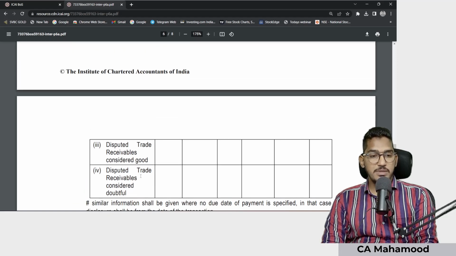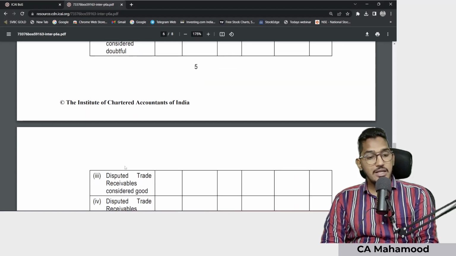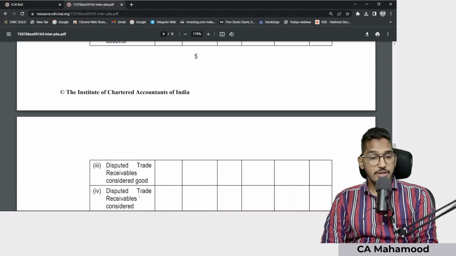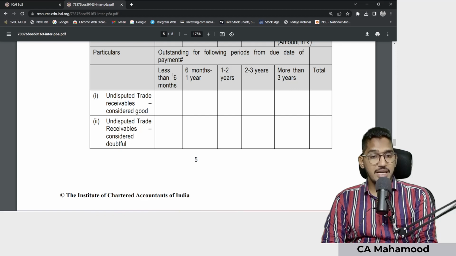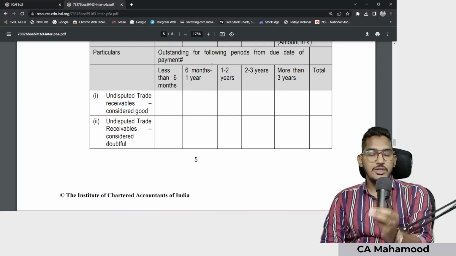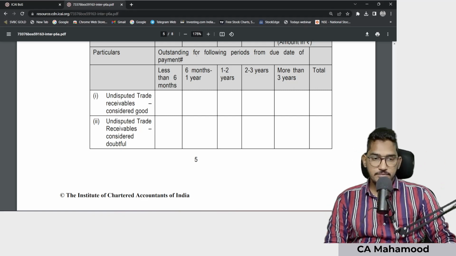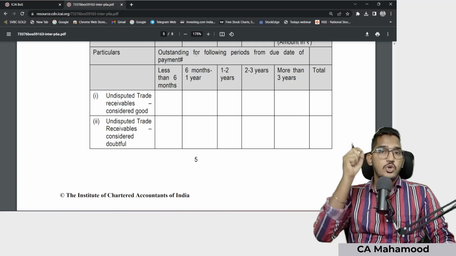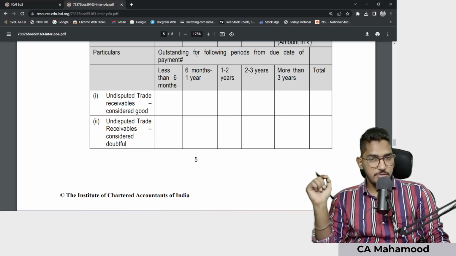So that's what I tried to present in the form of chart. So undisputed trade receivables considered good, undisputed trade receivables considered doubtful, and disputed trade receivables considered good, disputed trade receivables considered doubtful. And under these four categories, you have to divide the amounts into these many categories which are overdue for less than 6 months, 6 months to 1 year, 1 to 2 years, 2 to 3 years, more than 3 years, and what is the total amount. Clear? So this is what the disclosure requirements of Schedule 3 regarding aging schedule of trade receivables.